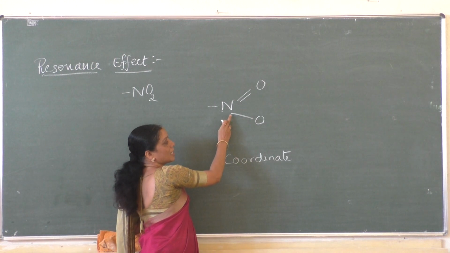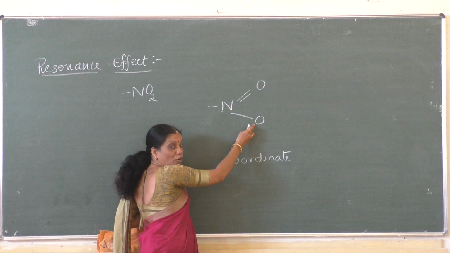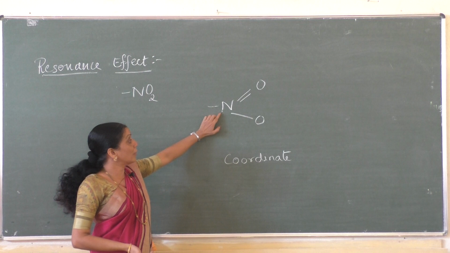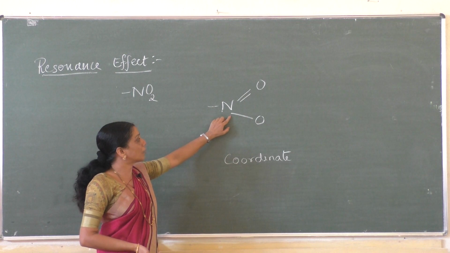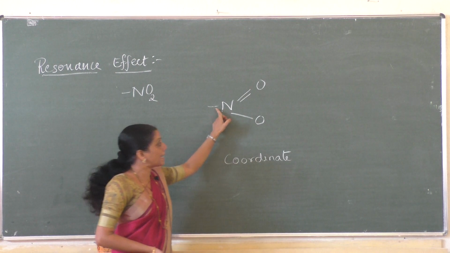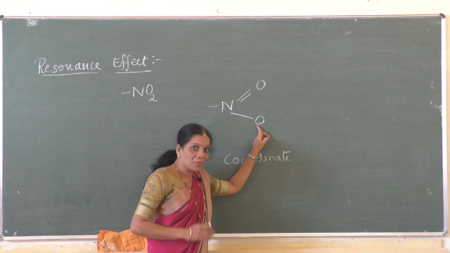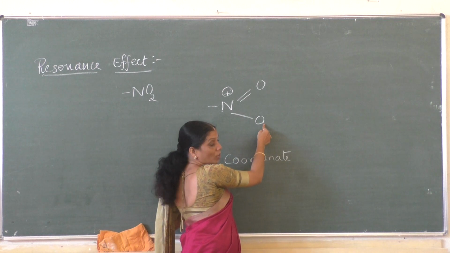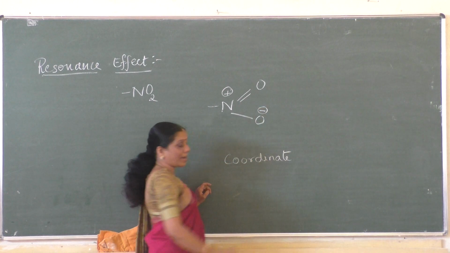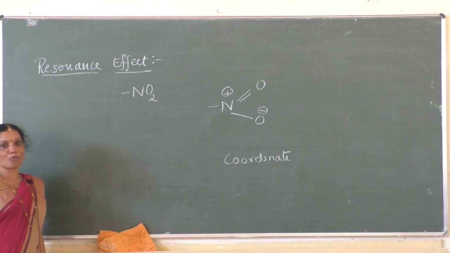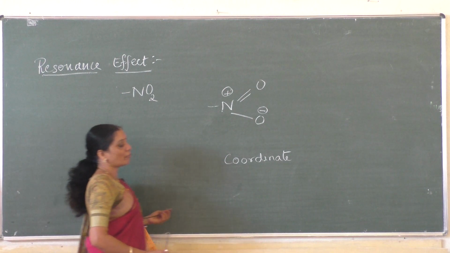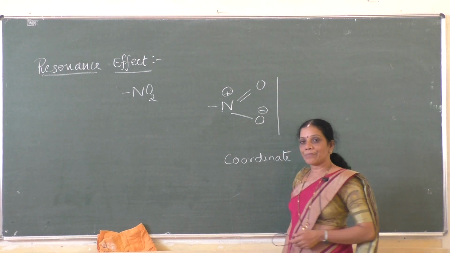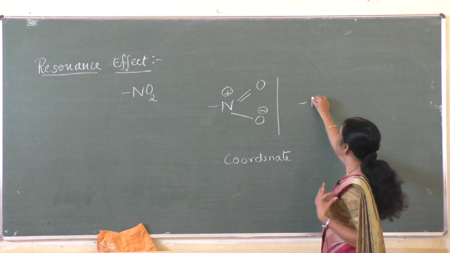Now if you consider this, 2 electrons of the nitrogen are used for the formation of the bond with the oxygen. During the formation of the bond, even though it donates 2 electrons, 1 electron is retained by the nitrogen atom only and another electron is donated to the oxygen. That means loss of 1 electron takes place for this nitrogen, and 1 electron is gained by this oxygen, so it becomes minus. This is the actual formula of the nitro group.